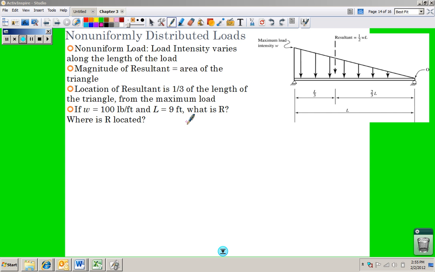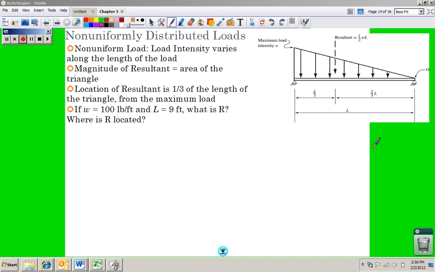Okay, so now we're going to talk about non-uniform loads, and this is a load where the intensity varies along the length. If you'll look at this picture, here the load is at its maximum intensity, and here it's down to 0. So the magnitude of the resultant of this is similar to the formula for the area of a triangle. It's 1/2 little w times L. So it's 1/2 whatever W is here, the maximum load intensity, times the length of the load.